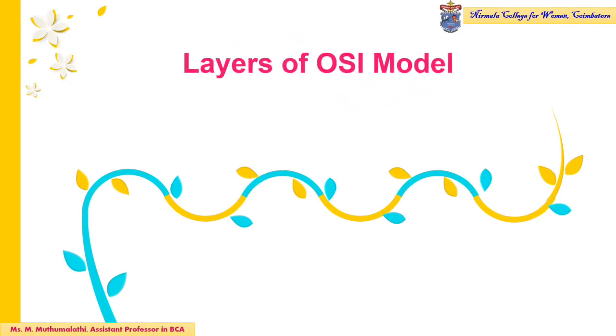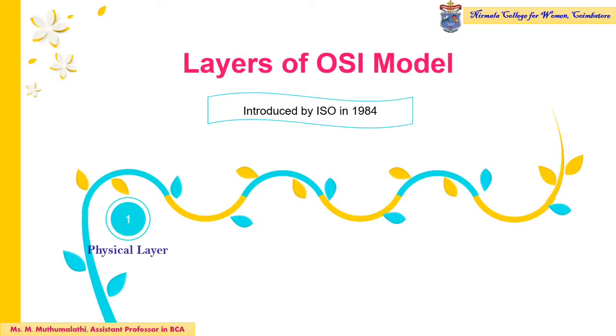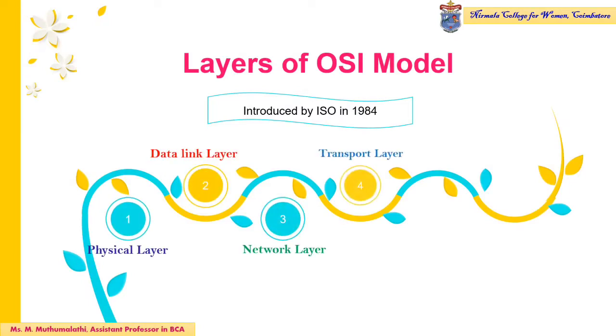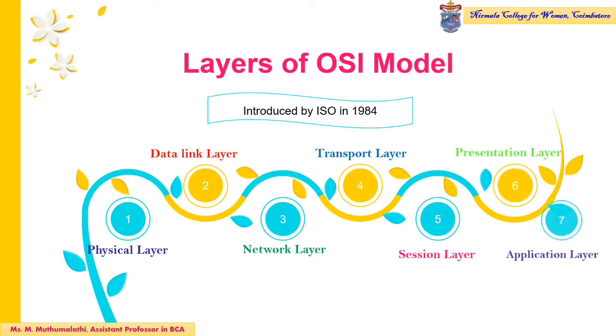Layers of the OSI model. The OSI model was introduced by the International Standards Organization in 1984. It contains 7 layers, that is physical layer, data link layer, network layer, transport layer, session layer, presentation layer and application layer.